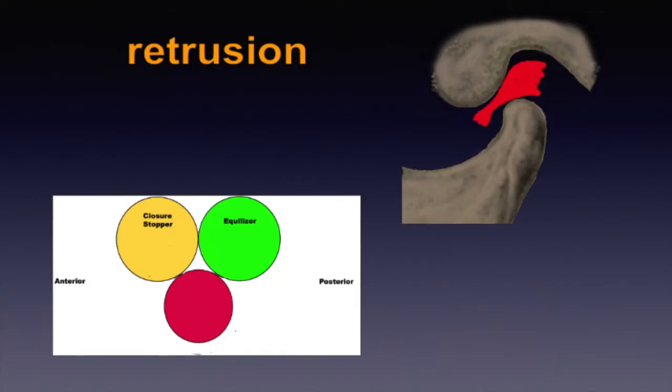Please note that the disc and condyle relationship is static. They retreat together as a unit. I'll run that again because it goes by pretty fast.